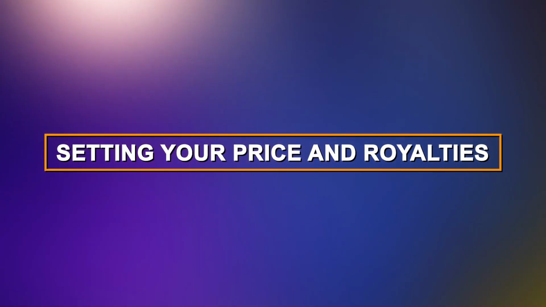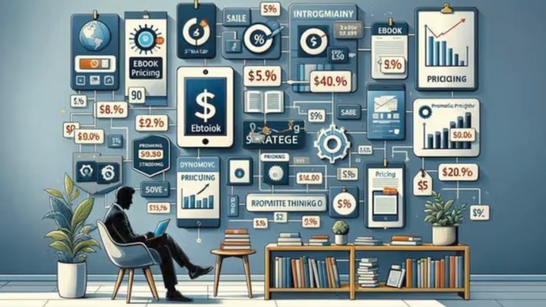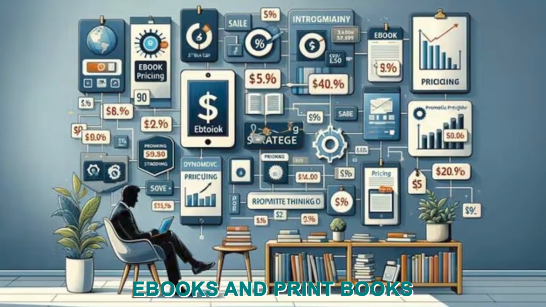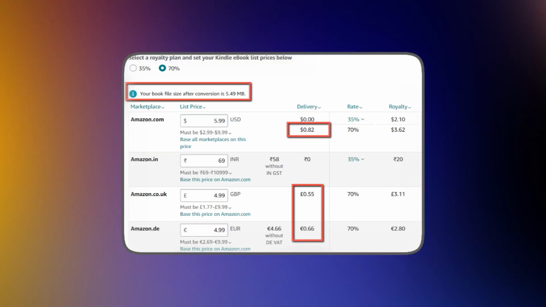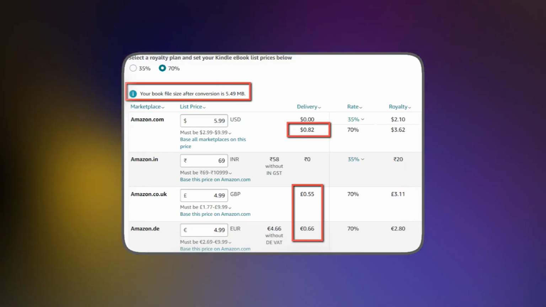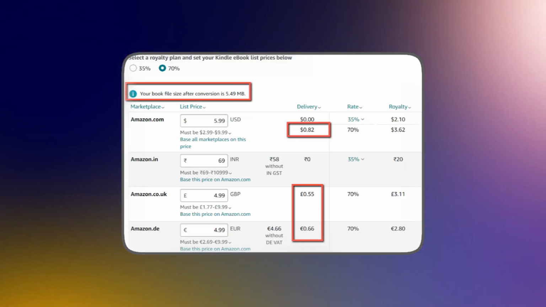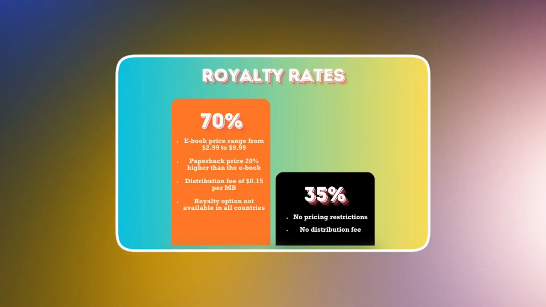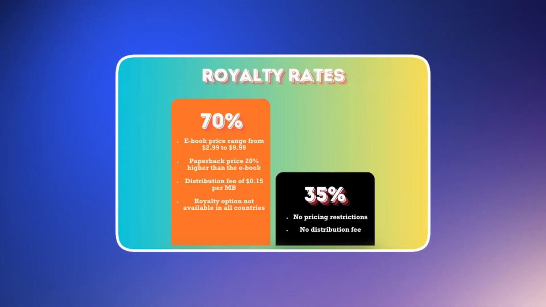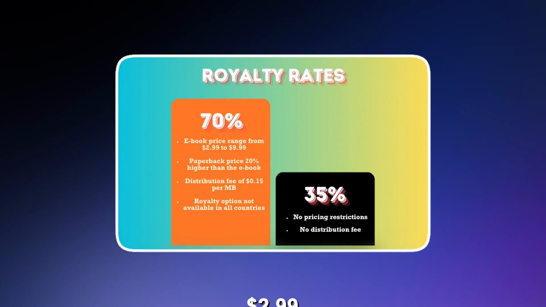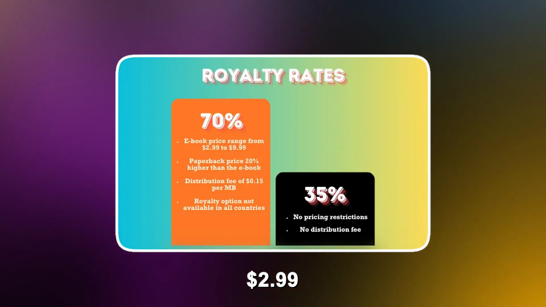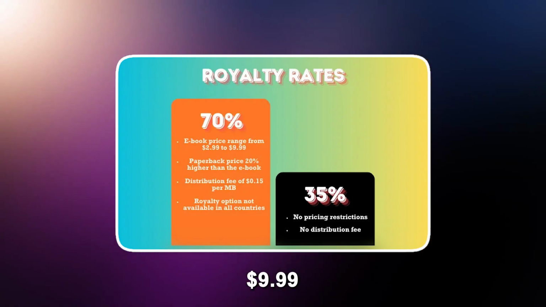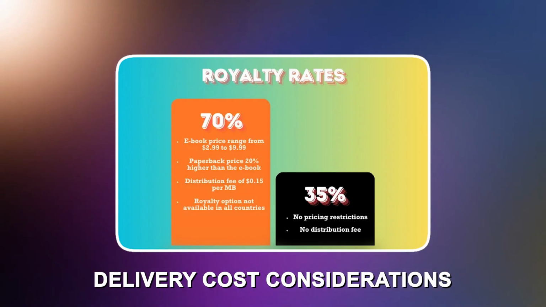Setting your price and royalties. Pricing strategy is critical for both ebooks and print books. For ebooks, KDP allows you to choose between 35% and 70% royalty options. The 70% option comes with certain requirements, including pricing between $2.99 and $9.99 and delivery cost considerations.